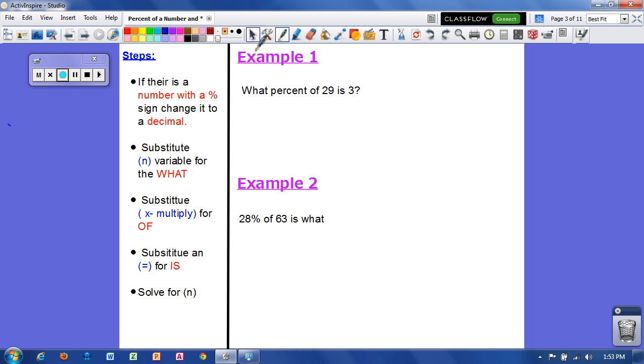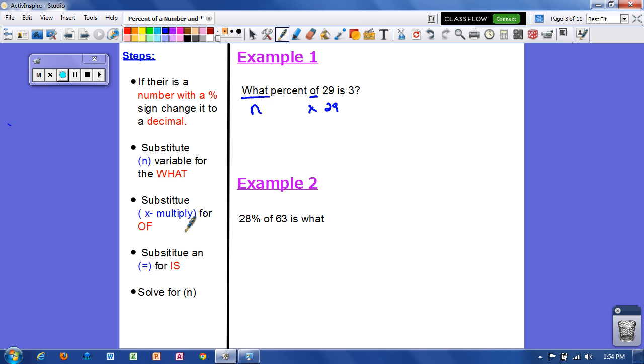So let's look at example 1 together. We have: what percent of 29 is 3? Alright, here's the word what. As we see here, what is the variable. So I'm going to put the letter N right here. What percent of, here's the word of. That means we multiply, so I'm going to put a multiplication symbol. And then I have the number 29, so I'm going to go ahead and bring that down.